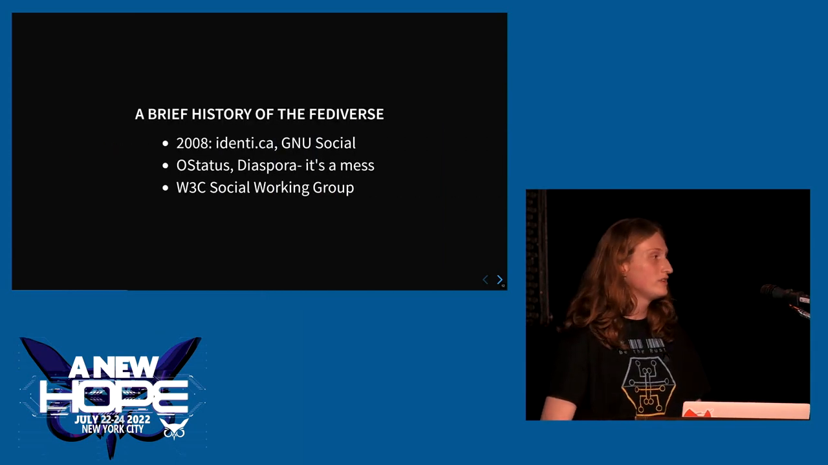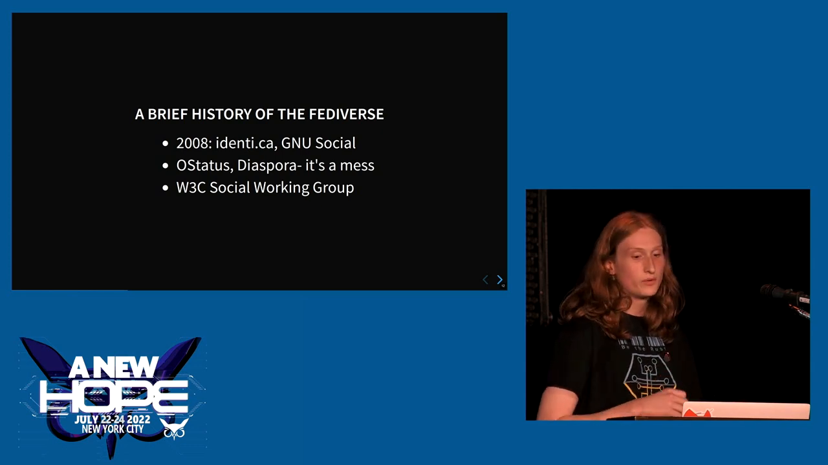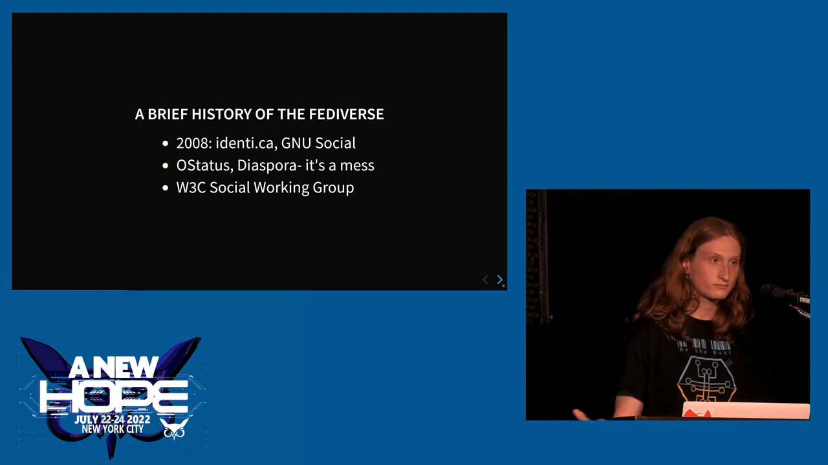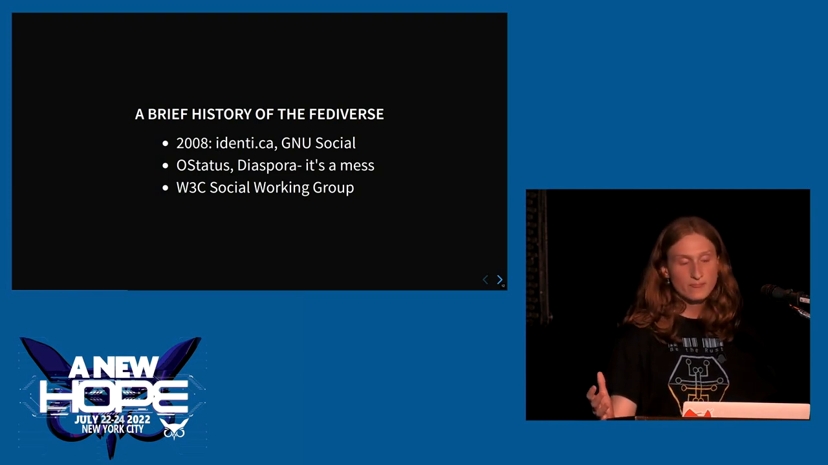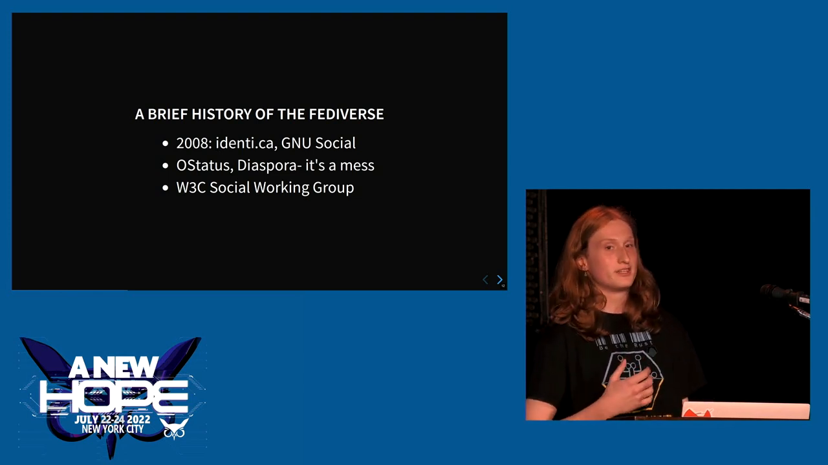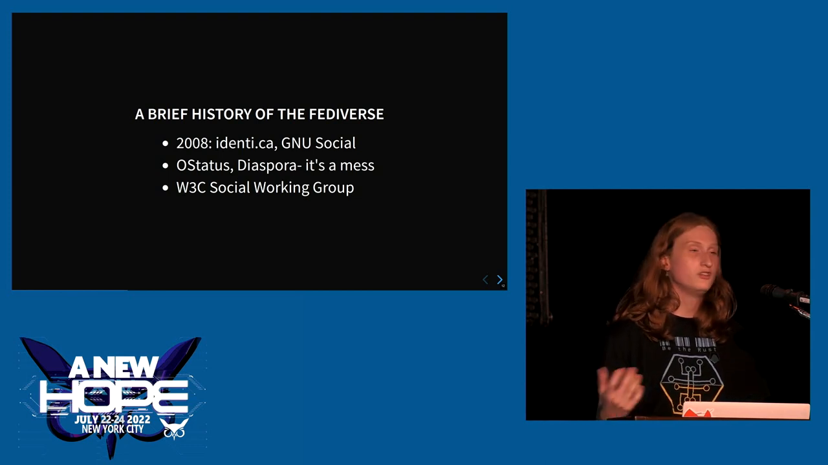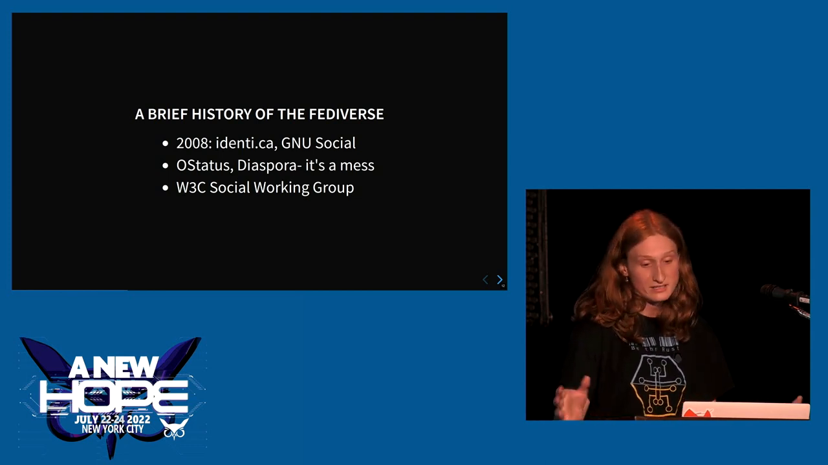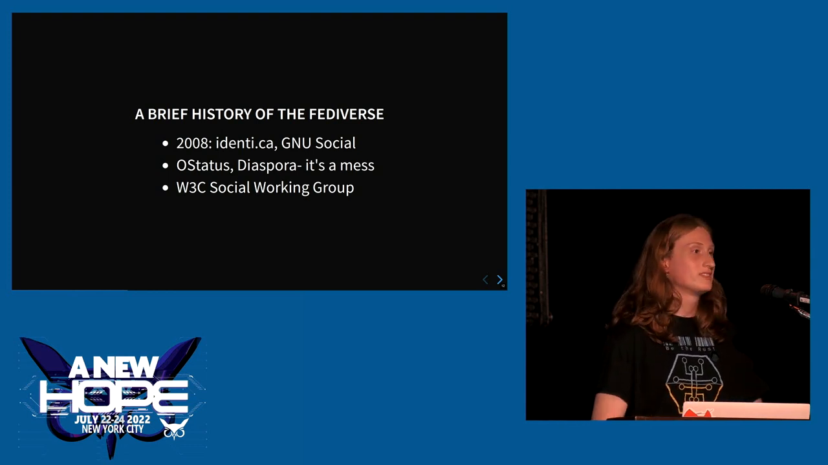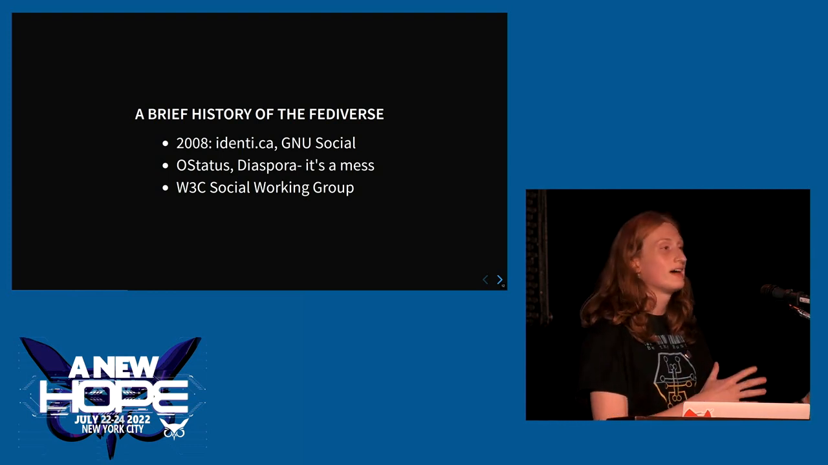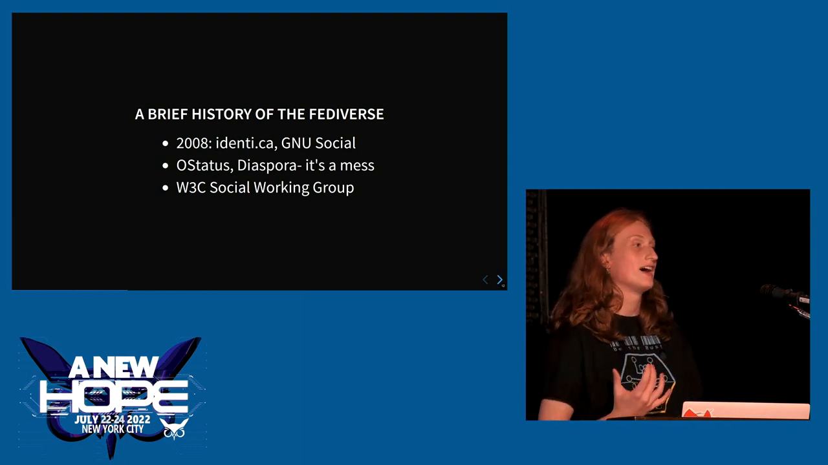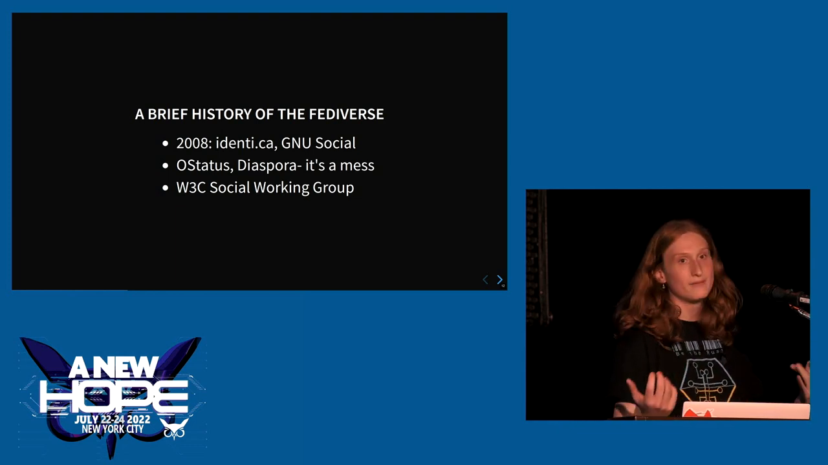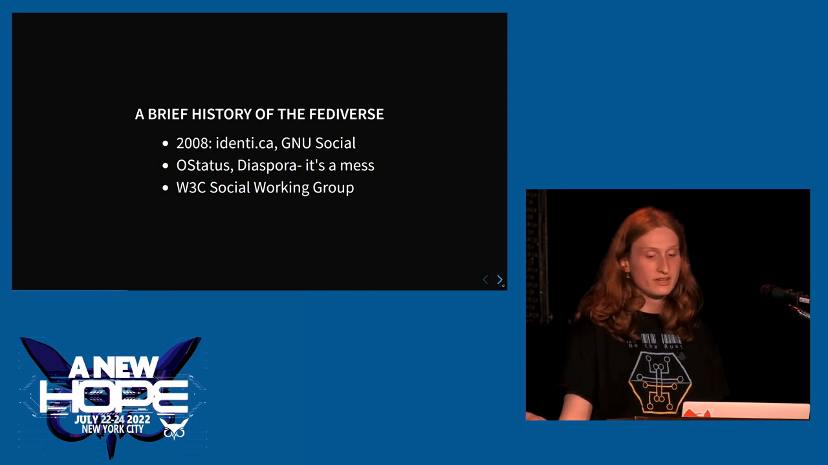In 2008, we saw the first kind of federated system come out. It was called Identica, identi.ca, and it ran GNU Social, which implemented the OStatus protocol. But not everyone was using the OStatus protocol. OStatus was a GNU project. GNU Social was about as featureful and useful as GNU Hurd, right? So Diaspora was a competing protocol. If you were on OStatus, you couldn't talk to somebody who was on Diaspora. It was this messy situation of competing standards and people not being able to have a cohesive experience.